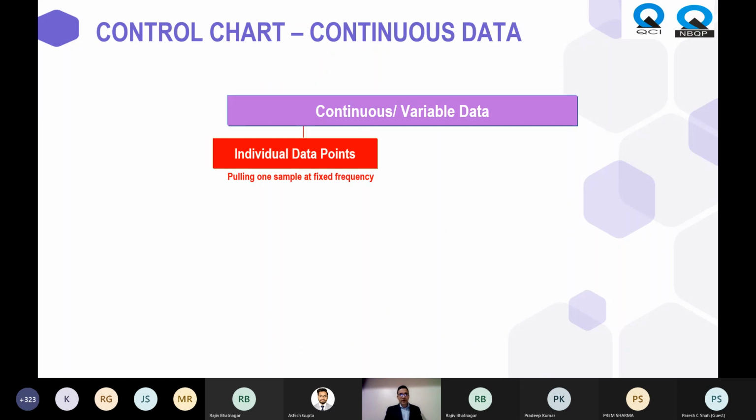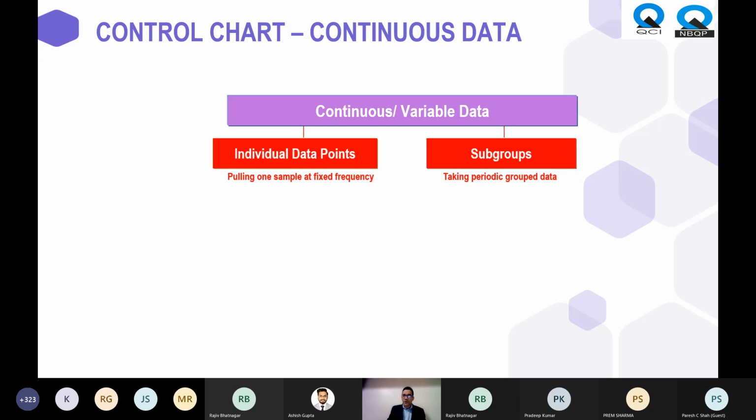So this is the chart I was talking about, how to decide which type of control chart we have to use and when. The first thing is when my data is continuous. My data could be continuous, or it could be attribute or discrete. Here I'm starting with continuous or variable. The case could be my individual data point, where I am taking one data at a time. Maybe one milk packet at one time, not two. These are called individual data points, pulling one sample at a fixed frequency.